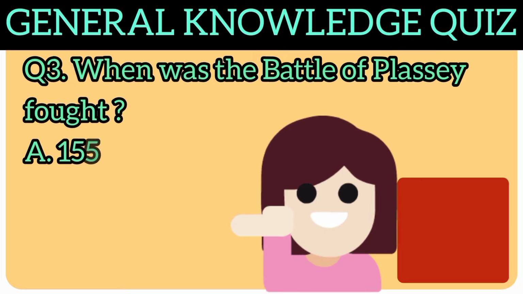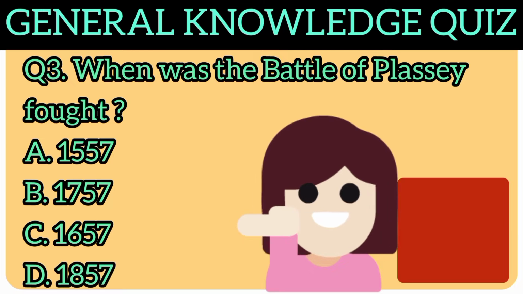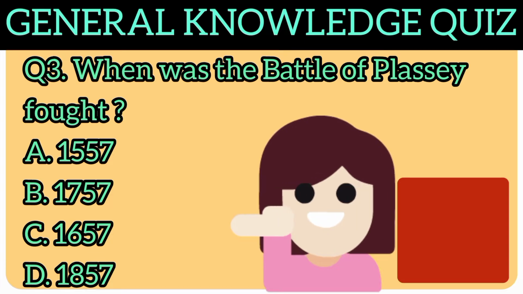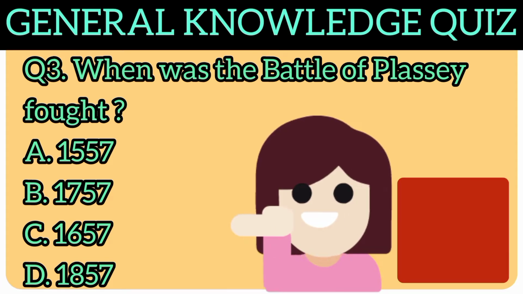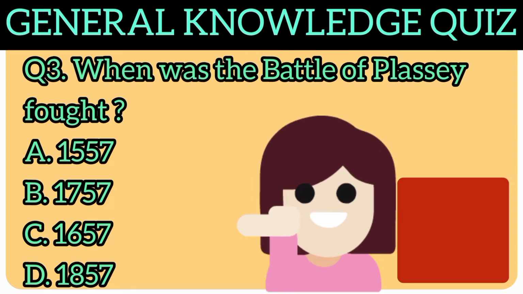Question 3. When was the Battle of Plassey fought? Your options are A. 1557, B. 1757, C. 1657, D. 1857. Your time starts now.